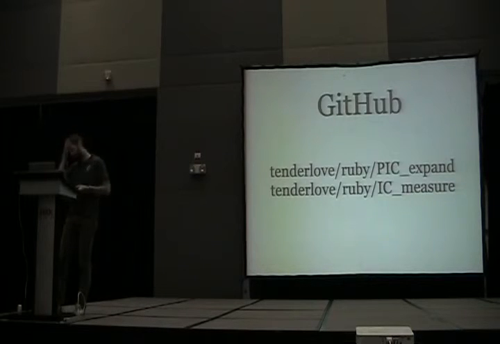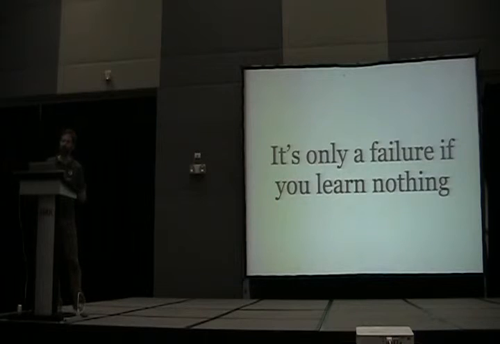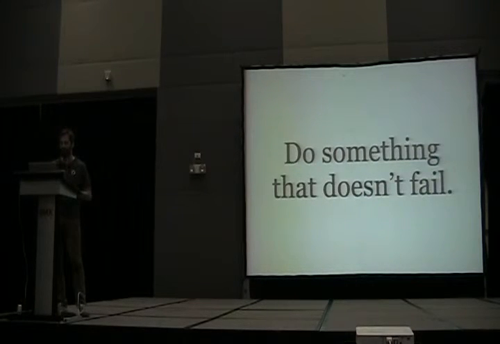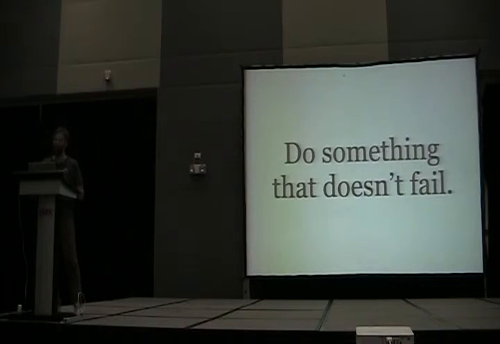So one thing I want to say is that it's only a failure if you learn nothing. So I found that we don't really use polymorphic call sites in these particular places, so this particular optimization isn't really going to help us out. But I did learn some stuff, especially about our application and inline caches. So I decided to try doing something that didn't fail. I like to do stuff that doesn't fail once in a while.